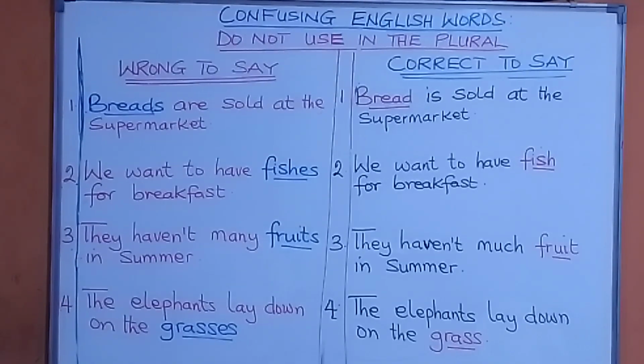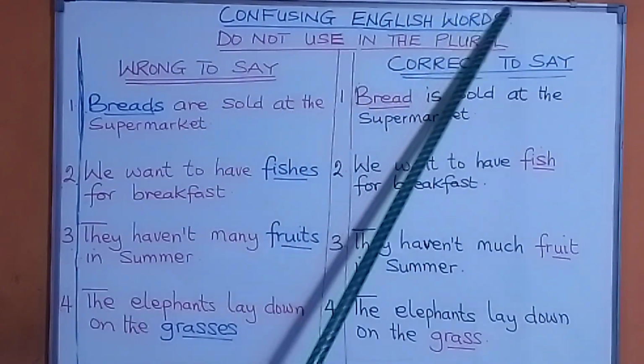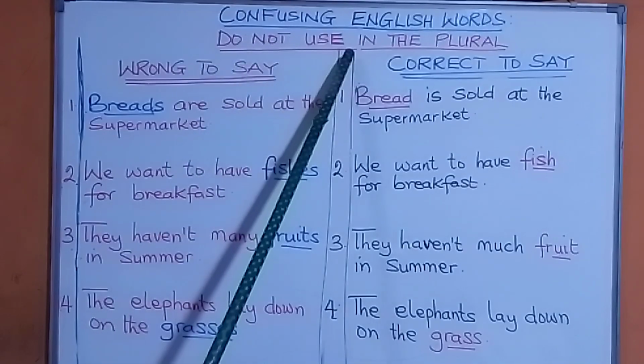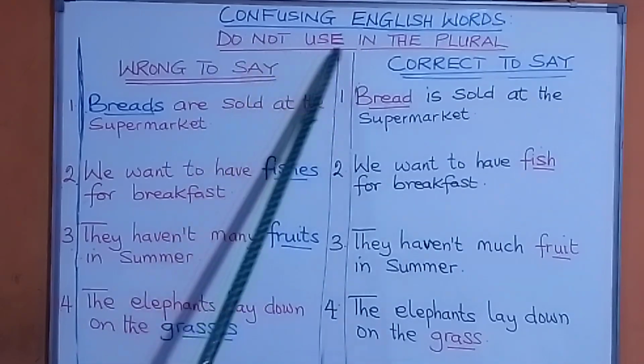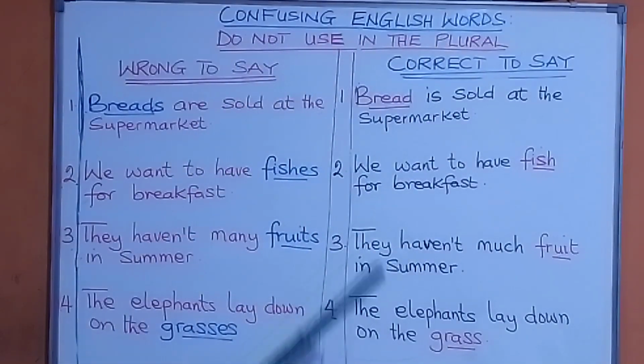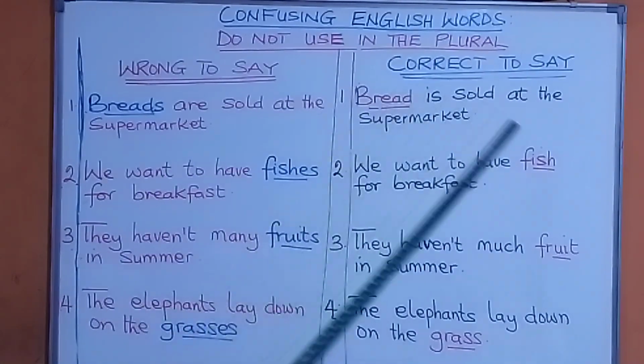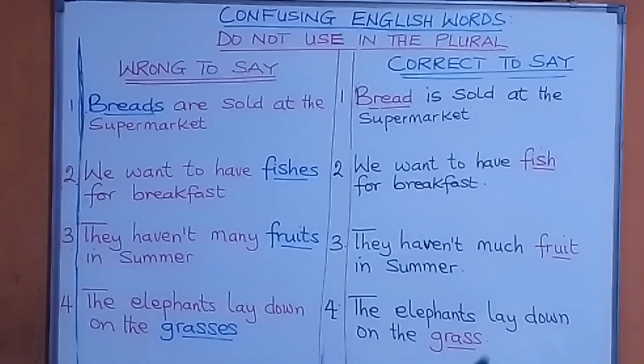To our English lessons on confusing English words. Why confusing? Because we do not use them in grammar. We do not use them in the plural. So, today we are going to look at 4 keywords: bread, fish, fruit, grass. We are going to look at that.